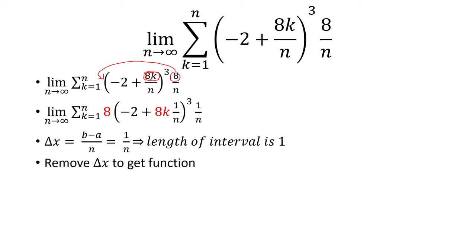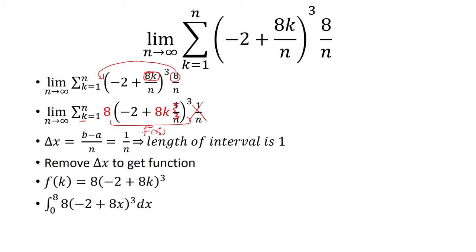Okay, in order to get the function, you need to remove delta x. Delta x is this. And obviously you ignore this because, like we said, this is our f of x, f of x k star, whatever. So remove that and you could just read off what f of x is. Here I just said f of k since it depends on k. So f of k is 8 times the quantity negative 2 plus 8k cubed.